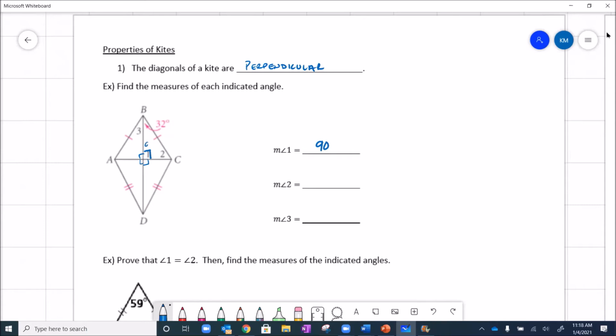Since this is 90, we know that all triangles should add to 180 degrees. So I have 90 plus 32 plus angle 2 should equal 180. That's 122. So that gives us 58. Angle 2 equals 58 degrees.